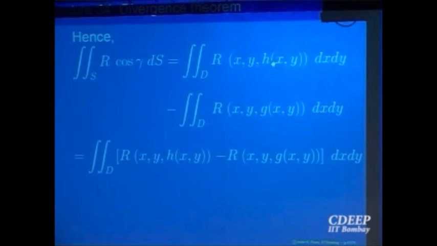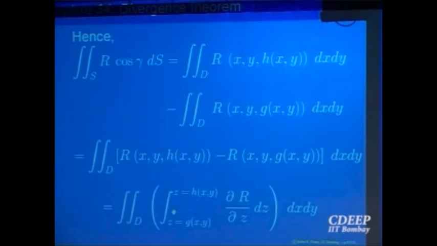In Green's theorem also the same thing happened. Two integrals vanished, and one was positive, the other one was negative, right? And that we wrote again as a line integral of one variable. The same thing we'll do here. So R(x,y,h(x,y)) minus R(x,y,g(x,y)) is again an integral of the partial derivative of R with respect to z. So this is the integral of the partial derivative of R with respect to z. So write that.